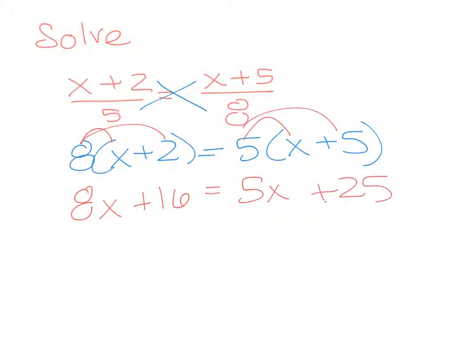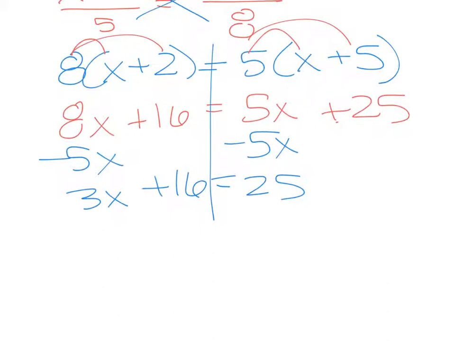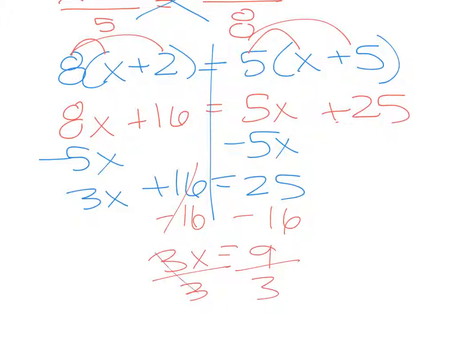Once you have your distribution complete, you need to get your x's on the same side. I'm going to move this up a little bit. You're going to have to use your subtraction property. 25 minus 16 is 9. And then your division property. The x value should be 3.